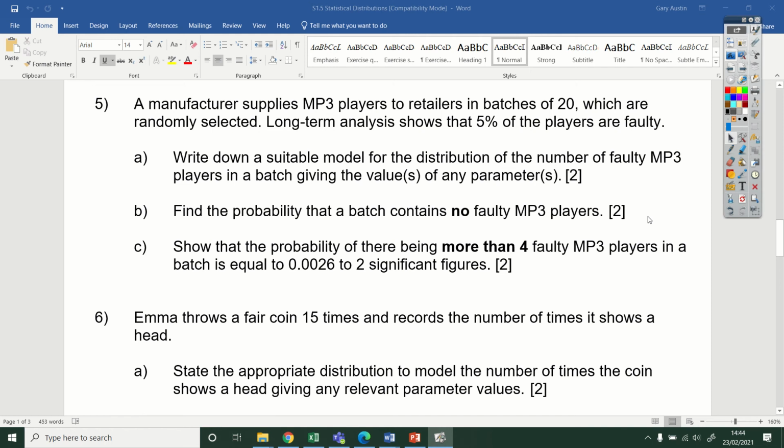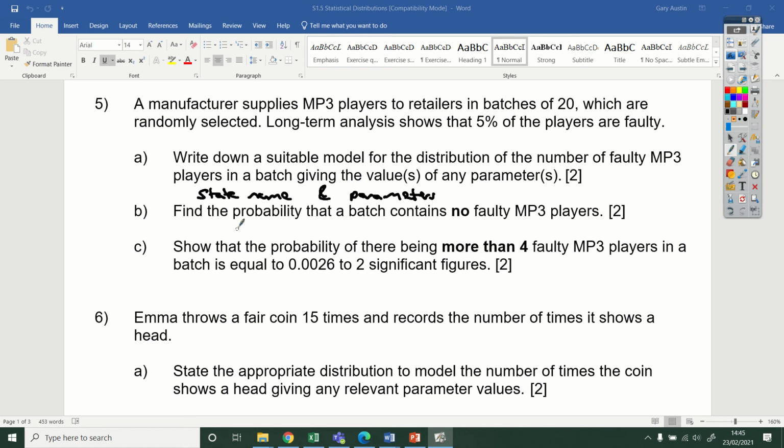All right, question 5. We've got MP3 players sold in batches of 20. Long-term analysis shows that 5% of the players are faulty. And then in a single batch, we want a model for the distribution of the number of faulty MP3 players in a batch. All right, so clearly we know the distribution that's going to be used. You want to state the name of it, and then state the parameters. Okay, you can do that using the notation above, but it's fine just to state the name and the parameters.